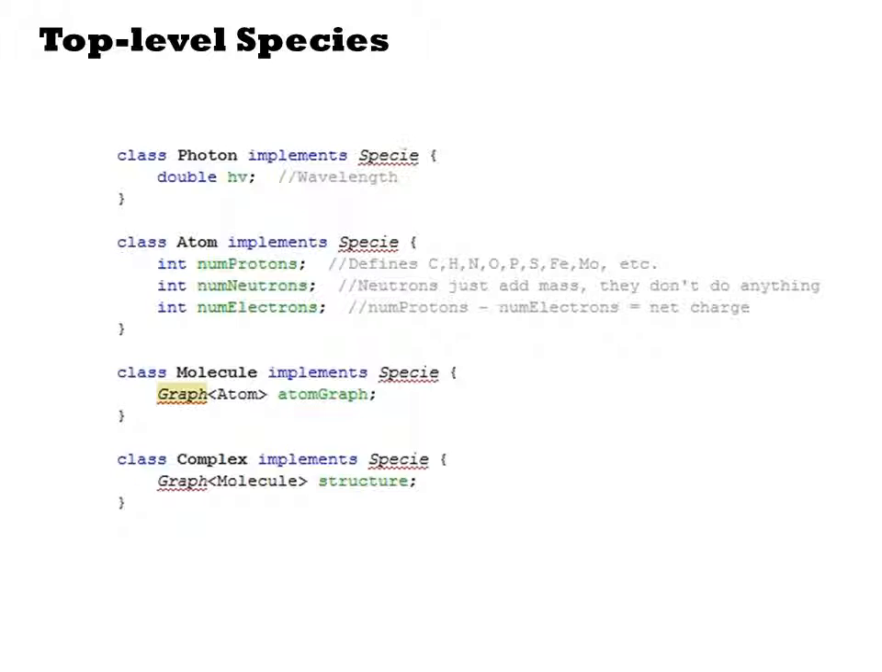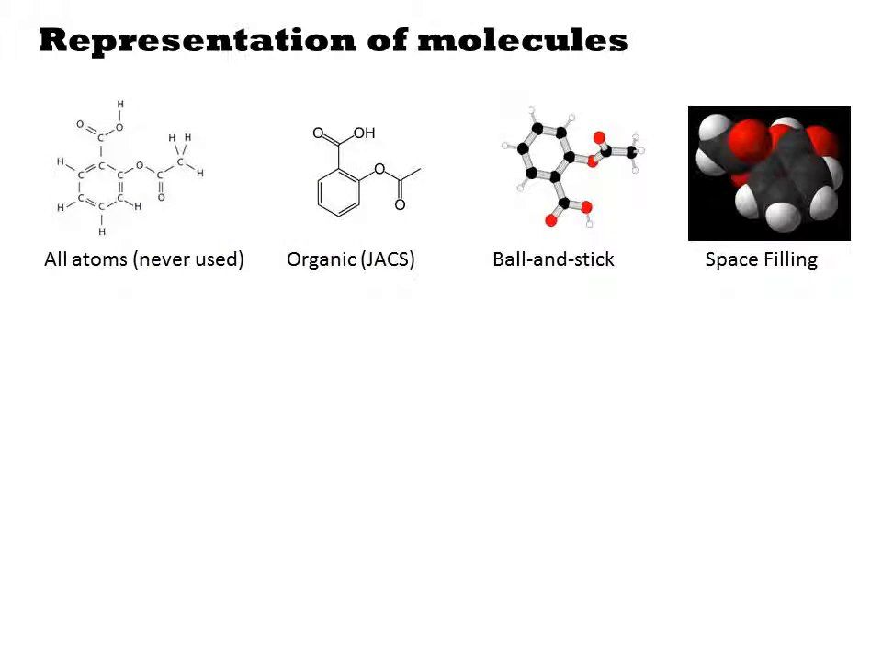A molecule is a structure representing a graph of atom objects connected by covalent bonds. Finally, a complex is a structure represented by a graph of molecules held together through non-covalent bonds. There are many ways of expressing this graph that is a molecule. Here we see 8 different but equivalent ways of expressing the structure of the chemical in aspirin pills.